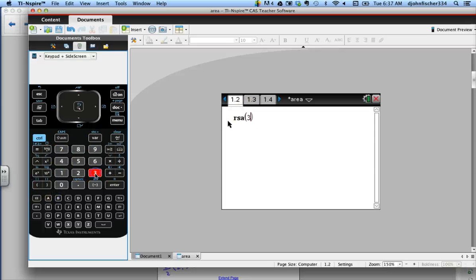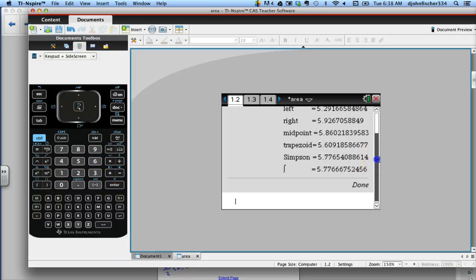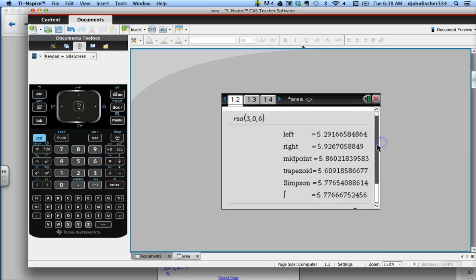So we're going to end at 3, comma. Oops, I got an extra variable there. Start at 0, comma. Then how many intervals do we want? Well, we did 6 intervals. Enter. Now, if I did 6 intervals, this does all of them for me. You notice that the left says 5.29, right says 5.926, midpoint, trapezoid rule. It gives you a lot of information.